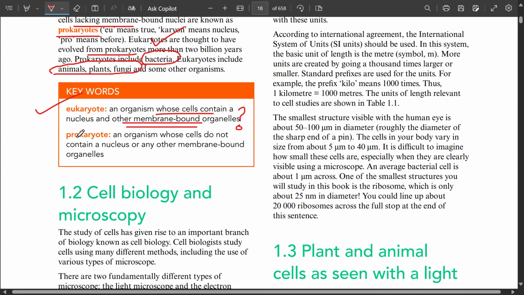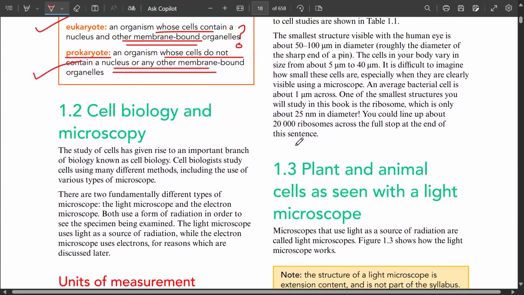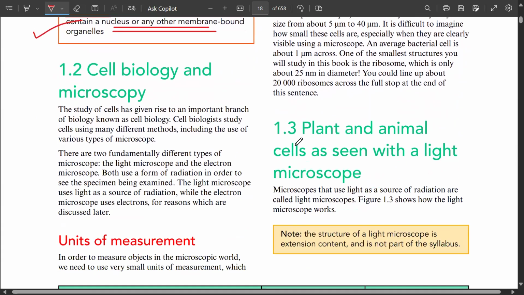Okay. A prokaryote is an organism whose cells do not contain a nucleus or any other membrane-bound organelle. I guess you were a student of IGCSE extended syllabus or core? Extended. Okay, then yes, you must be knowing about rough endoplasmic reticulum. Good. Okay, got it.